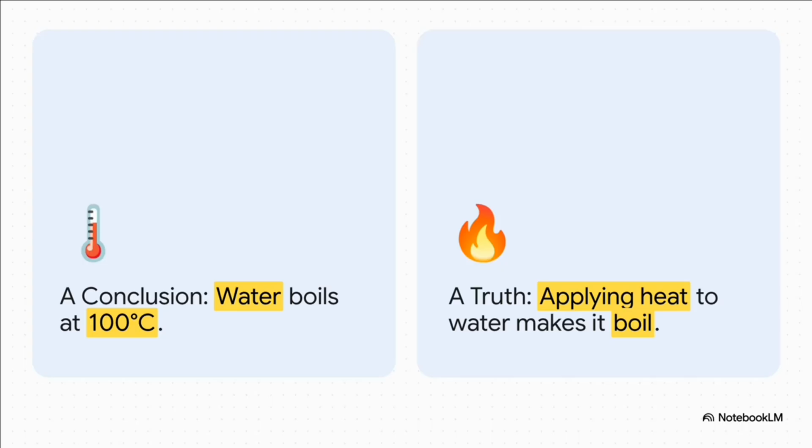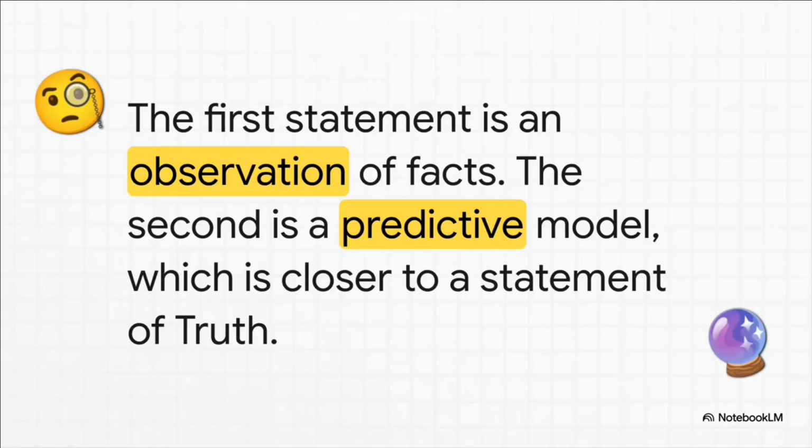On the one hand, you've got what looks like a solid fact. On the other, you've got more of a general rule. So which one is actually closer to the real truth? Well, here's the twist. According to the author, that first statement, water boils at 100 degrees Celsius, isn't the whole story. It's really just a conclusion based on an observation. And get this, it's only true at sea level. If you go up a mountain where the air pressure is different, the boiling point changes.